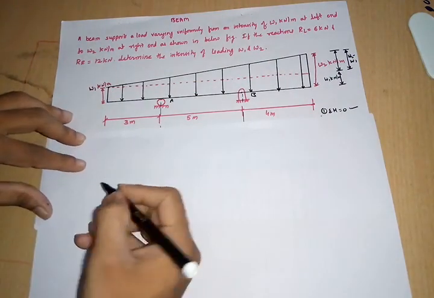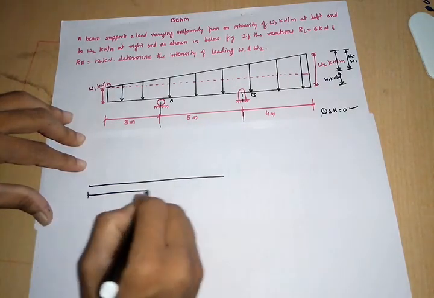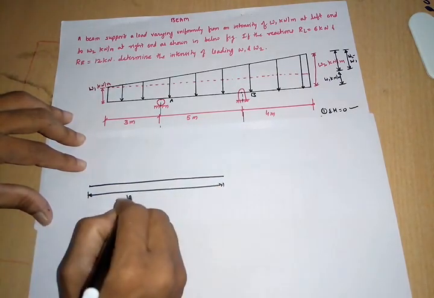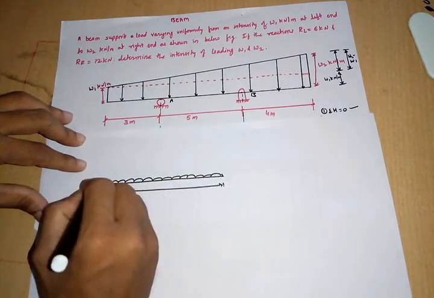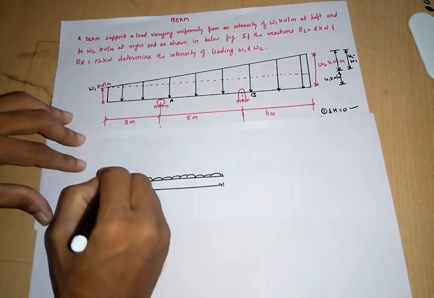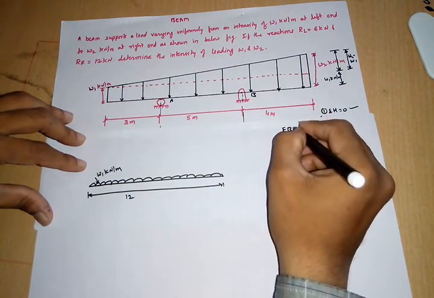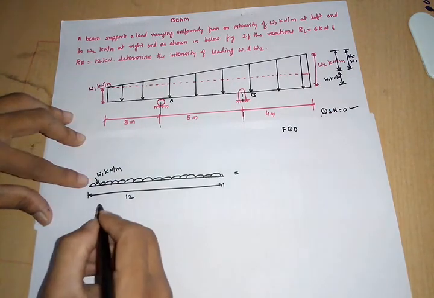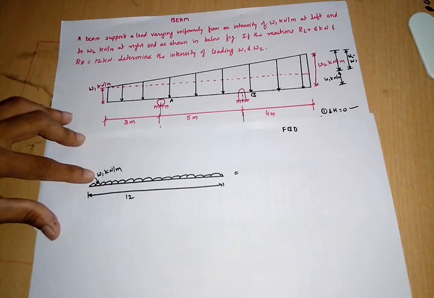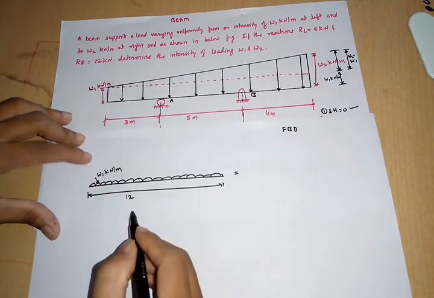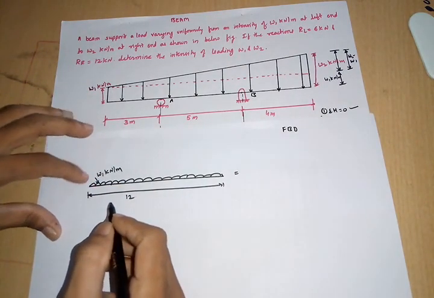So same as it is, I have to draw here. From here to here it is 12 meter, and this is the UDL which has spread over the beam, and its intensity is W1 kilonewton per meter. Whenever a UDL or UVL is given in the question, we have to first convert that into a point load, so that the solution of the problem becomes easy.